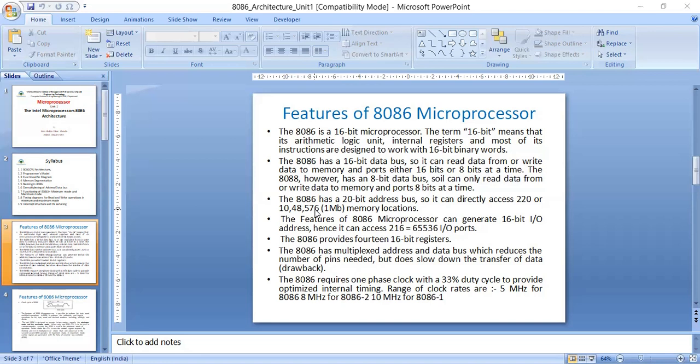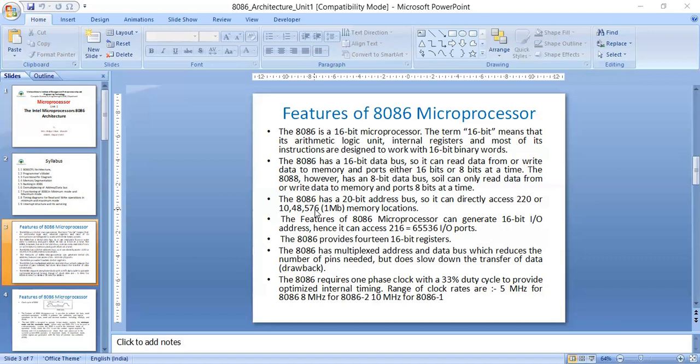By default, as we know, a 16-bit address bus and data bus are there, and that's why all the registers are by default of size 16-bit. So in 8086 the default size of the registers is 16. It has a multiplexed address and data bus.